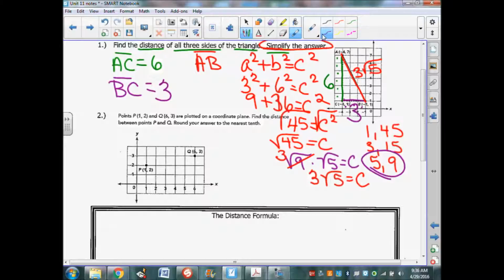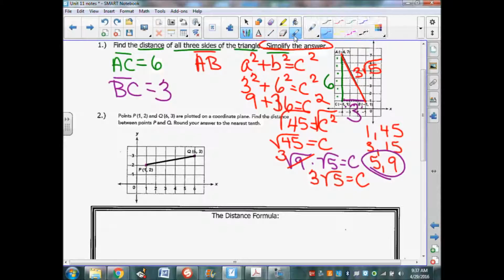Question number 2. Points P and Q are plotted on our coordinate plane. So P is 1, 2, and Q is 6, 3. Find the distance between those 2 points. So they want us to find that distance, and I probably should draw that in a little bit straighter than I just did. Okay, so from P to Q, that's the distance I've got to find.